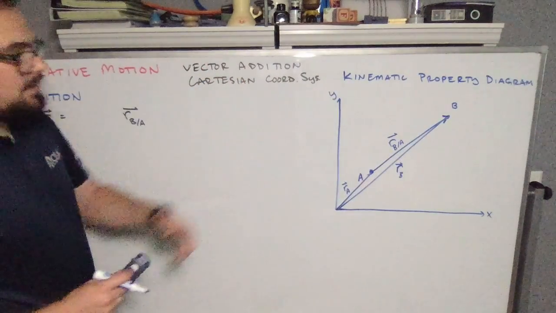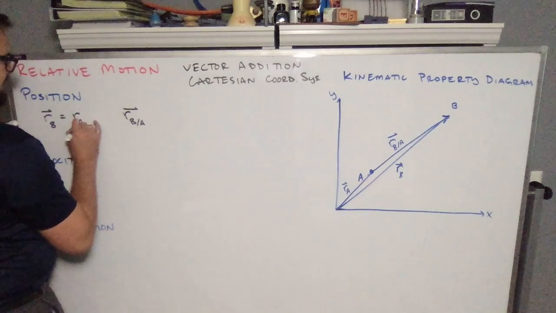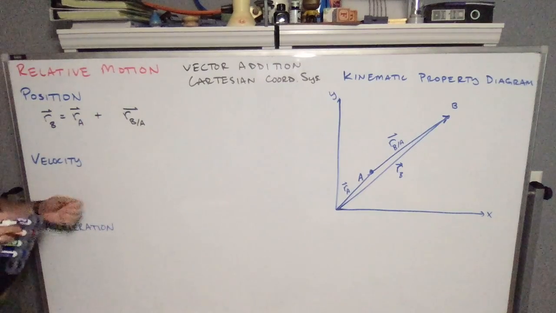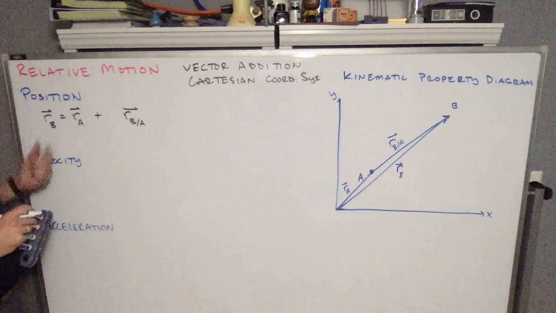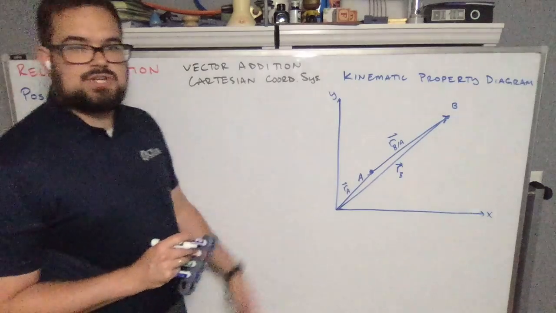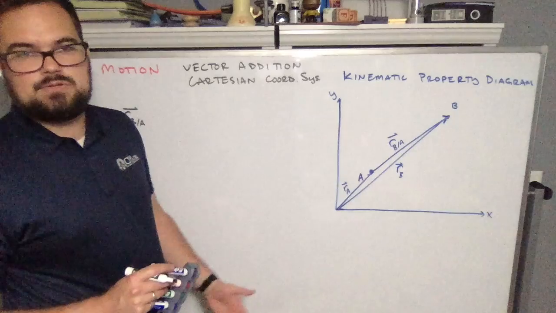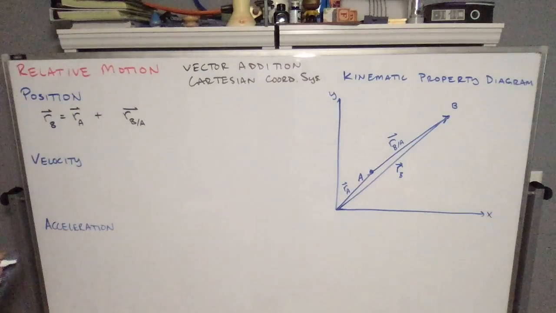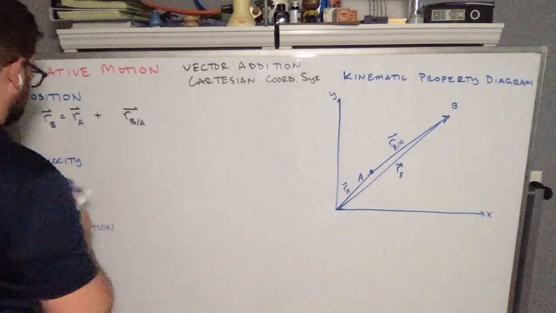If we wanted to get RB, we'd simply say RA plus RB with respect to A. And you'll remember that we said that RB with respect to A was equal to RB minus RA. Well, mathematically, we could just shift that over, and that's exactly what we'd get. And so here's our position kinematic diagram and example for 2 points A and B. Now, this would have to be customized to whatever problem you're actually working. So that's the thing.